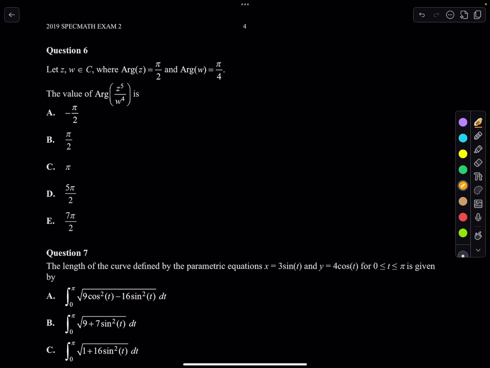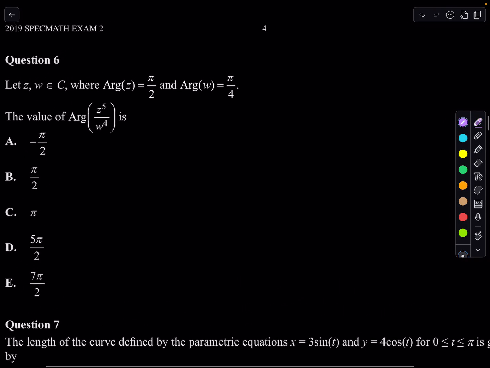Let Z and W be complex numbers where the argument of Z is that and the argument of W is that. Find the value of the argument of Z to the power 5 divided by W to the power 4. Okay, let's break this question down. Z to the power 5, by using De Moivre's theorem, what happens to the angle? We multiply the 5 with the angle, so it'll be 5 pi on 2. Can you see how you multiply a 5 in front of it? Done. And what about W to the power 4? The same thing. You multiply a 4 into the angle, which is just pi.